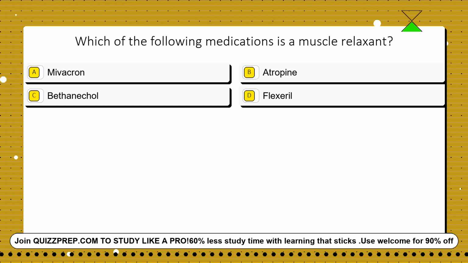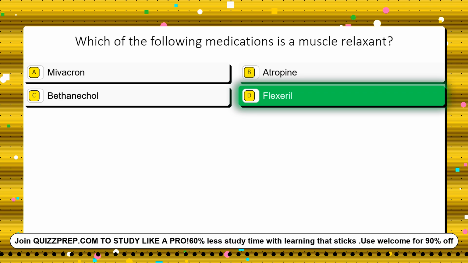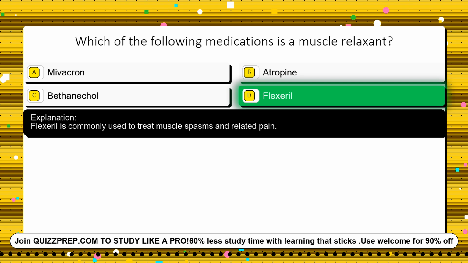Question 106. Which of the following medications is a muscle relaxant? Option A, mivacron. Option B, atropine. Option C, bethanacol. Option D, flexeril. The correct answer is option D, flexeril. Flexeril is commonly used to treat muscle spasms and related pain.